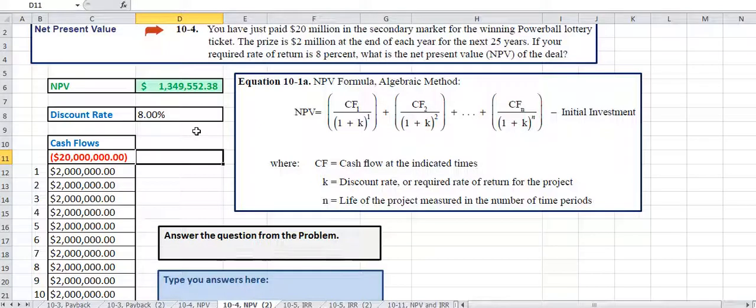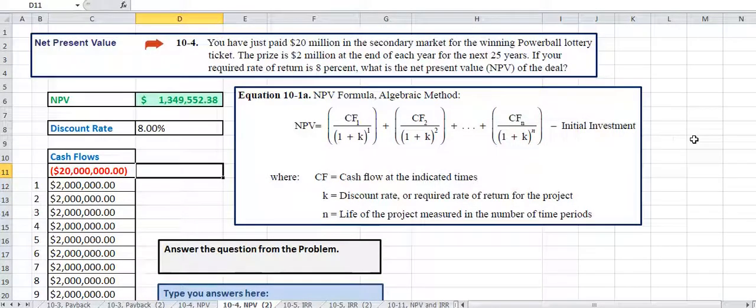Now, the way to think about this is the discount rate is the opportunity cost of not investing this $20 million somewhere else. So you could have invested your $20 million and earned 8% over 25 years. That's what we're assuming. So we can also think of the discount rate as the cost of your capital. It's costing you 8% return in order to invest it in this Powerball deal.